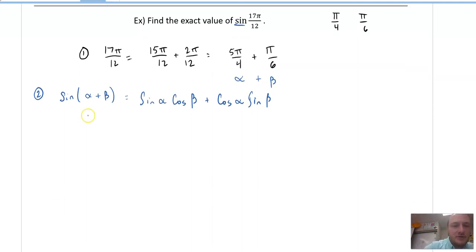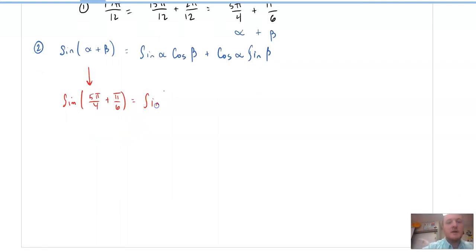So I'm going to substitute in alpha, so sine of 5 pi over 4 plus pi sixths is equal to sine of 5 pi over 4 times cosine of pi sixths plus cosine of 5 pi over 4 times sine of pi over 6. So I've just substituted my angles into the identity that I am using.